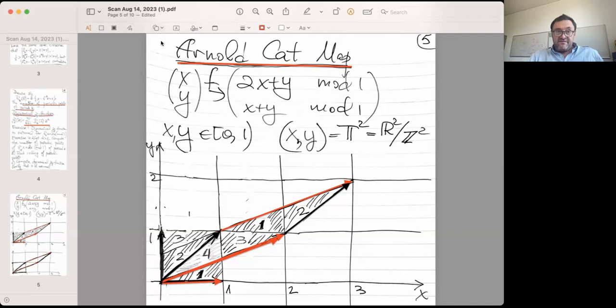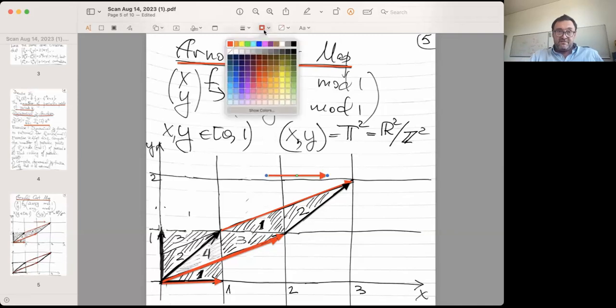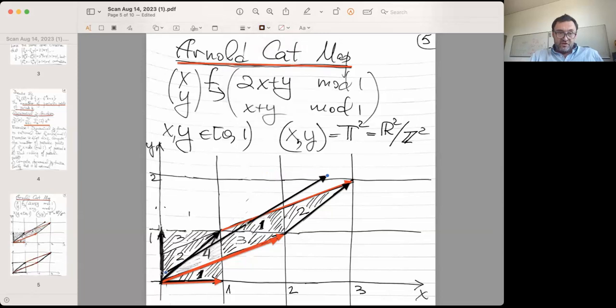If I take a vertical vector, which is black, and also map it with this map, then it will map into the diagonal. Namely, the vertical vector (0, 1) is mapped into a vector which has a 45 degree angle. Right? Because if x is 0, then I'm mapping (0, y) into (y, y).